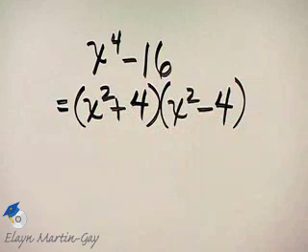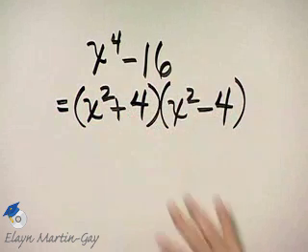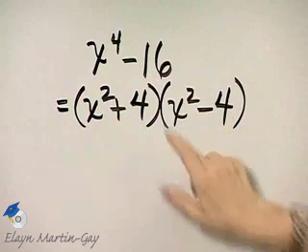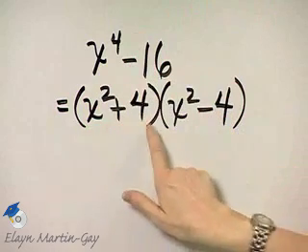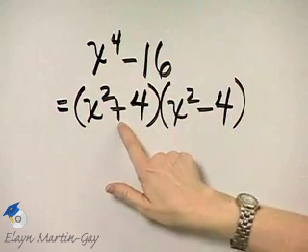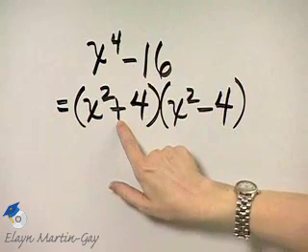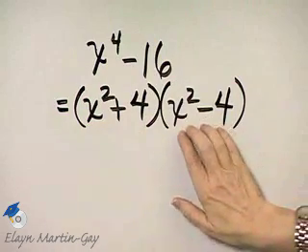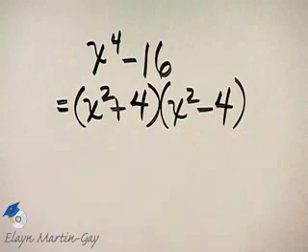Then we haven't gone through this step before, but you always need to check to make sure no factor will factor further. In other words, here I have the sum of two squares, and this will not factor further, so I'm okay here. But notice here, this factor itself is the difference of two squares.